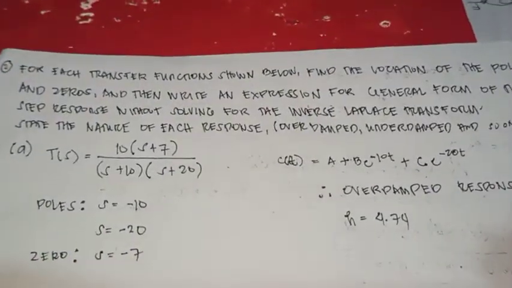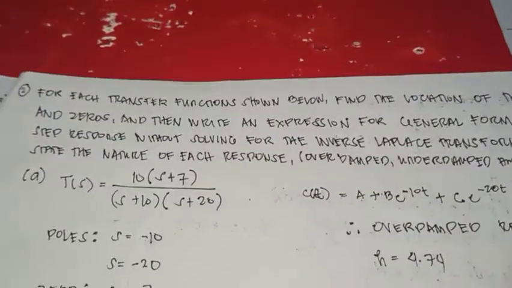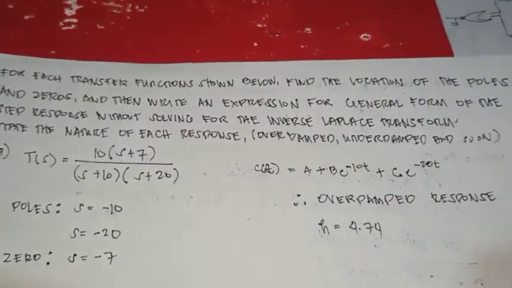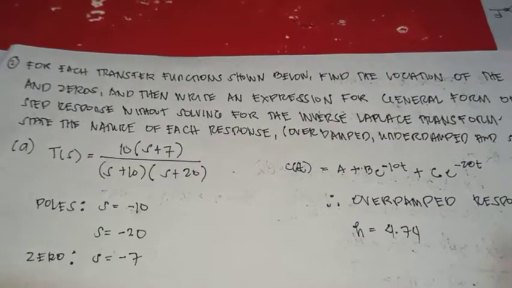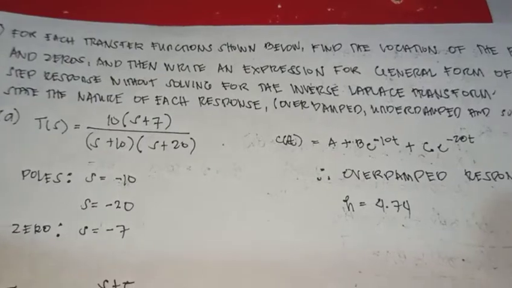Test number 2: for each transfer function shown below, find the location of the poles and zeros and then write the expression for the general form of the step response without solving for the inverse Laplace transform. State the nature of each response: overdamped, underdamped, and so on.